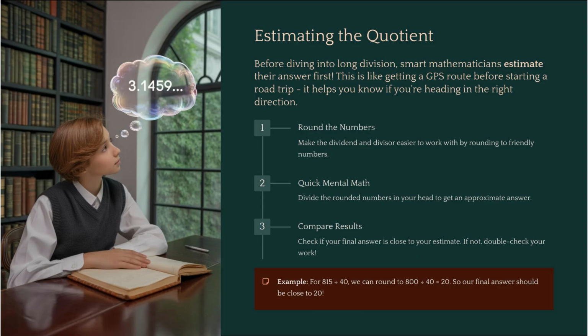When you deal with larger numbers, it's easy to make a small error. That's why estimating is important. Before you even start dividing, round the dividend and the divisor to get a quick idea of your final answer. For example, if you have 815 divided by 40, you can round that to 800 divided by 40. That result is 20. If your final answer is anywhere near 20, you know you're on the right track.